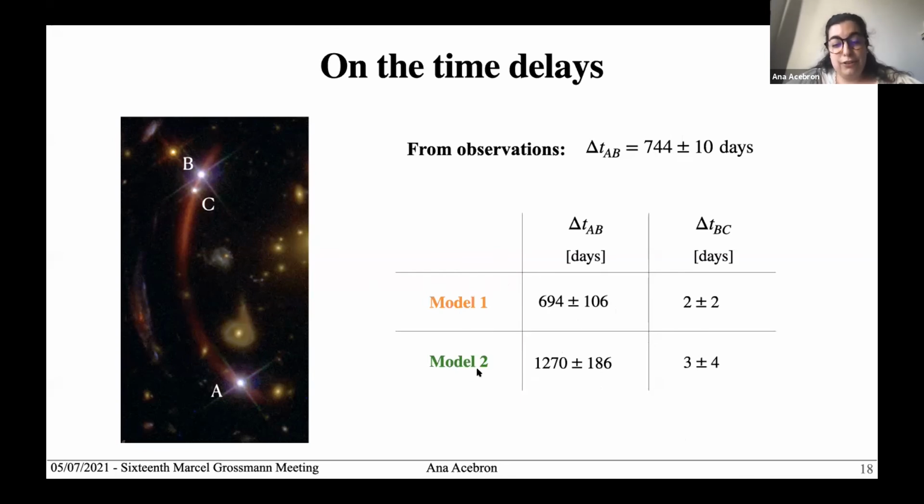However, model 2, even though it manages to also model very accurately the positions of the multiple images and the total mass, does not predict a time delay in agreement with the data. So again, as I mentioned, this is still a work in progress, and we hope soon to have more answers.